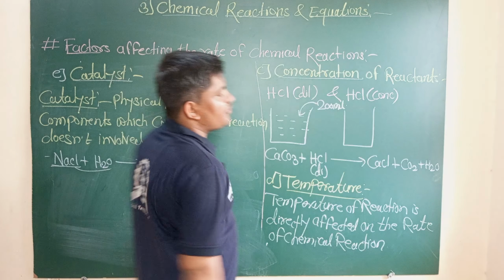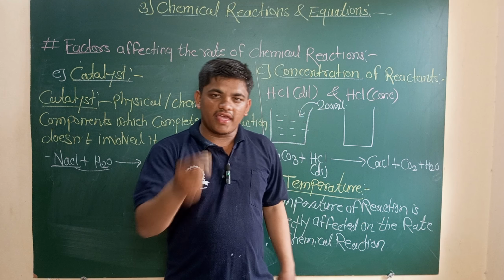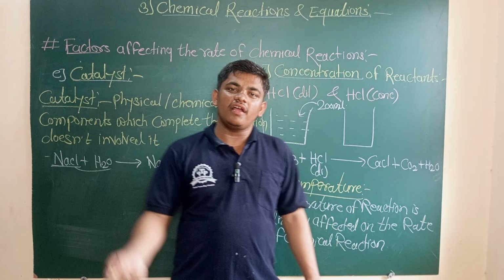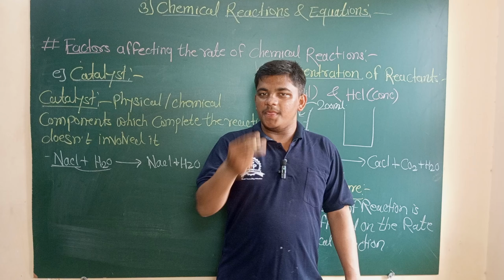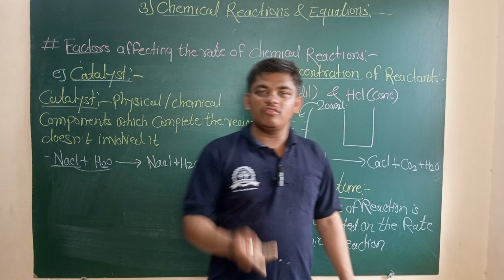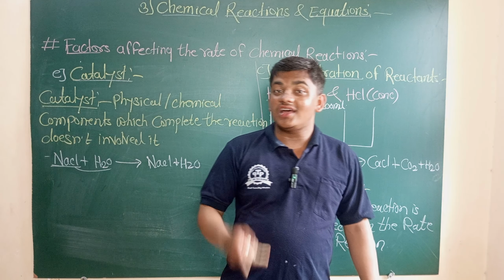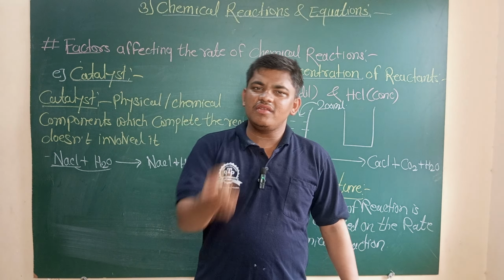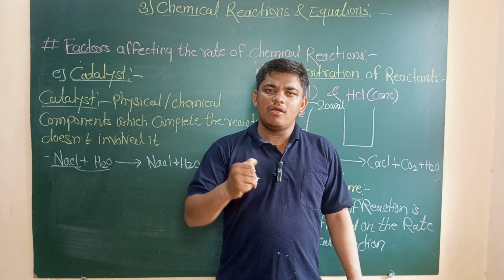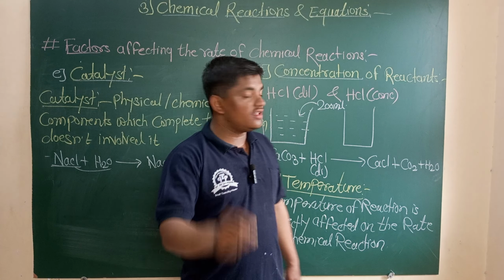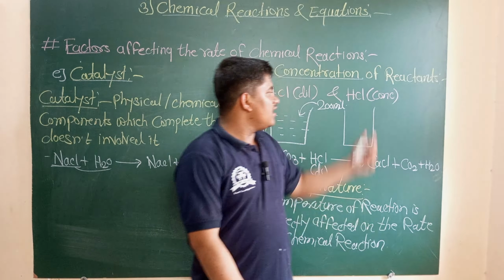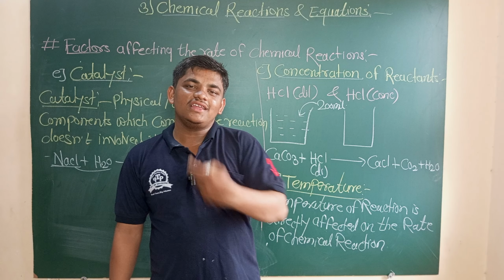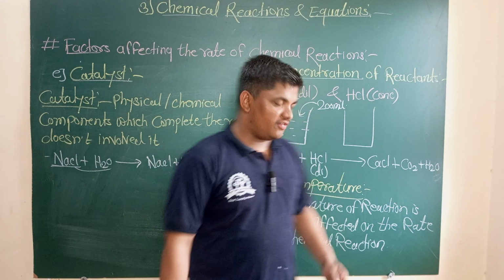Third is the concentration of reactants. If calcium carbonate is dissolved in dilute HCl, and calcium carbonate is again dissolved in concentrated HCl, the rate of chemical reaction or the time duration differs between the two because different solutions are used. In a dilute solution, a smaller amount of HCl is present per unit of solution, and in the concentrated solution, the amount of HCl per unit of solution is higher.